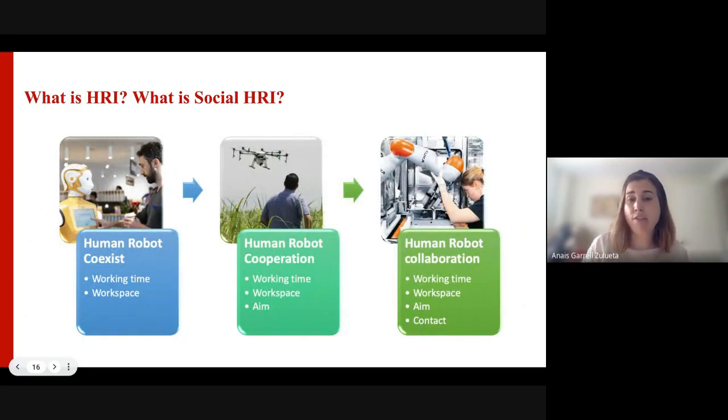There are different levels of interaction. The first one is when humans and robots just coexist. It means that they share the working time and the workspace, nothing else. But if there's an aim that they share, then we say that the human and robot cooperate. And the most difficult one is when there's physical contact between the robot and the human. In those cases, we say that we are studying human-robot collaboration.